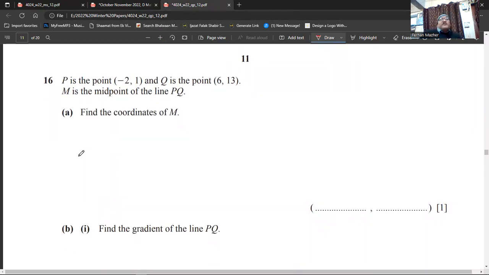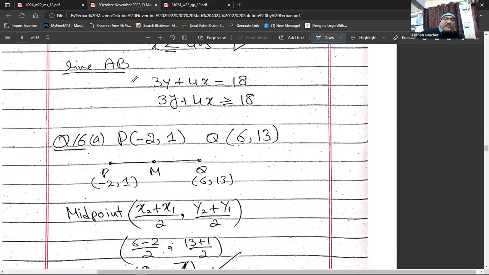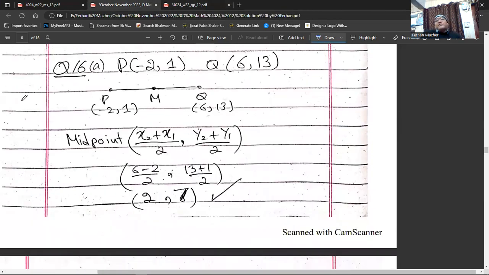Question number 16. He says P is the point (-2, 1), and Q is the point (6, 13). M is the midpoint of the line PQ. Find the coordinates of M. If you want to find the coordinates of the midpoint, the formula is very simple: (x2 + x1)/2, comma (y2 + y1)/2.